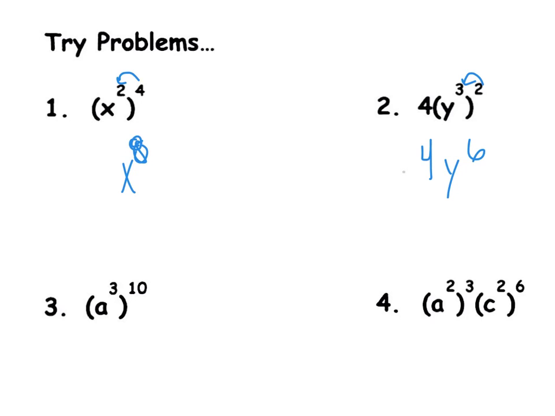That's it. And 3 is a to the 30th. Now here you've got a couple things going on. So you're going to distribute to both of them. 3 times 2 is 6, so a to the 6th, and c to the 12th. And that is it.